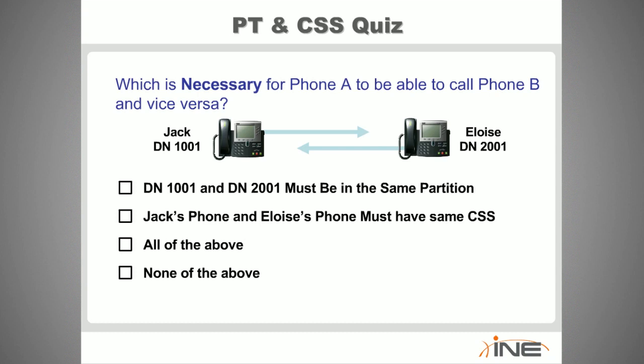Okay, so quick quiz before we move on. Which one of these 4 is necessary for Jack to be able to call Eloise? Do DN 1001 and DN 2001 have to be in the same partition? Will that allow them to call? If Jack's phone and Eloise's phone have the same calling search space, will that allow the call? What about both of those, all of the above? Will that allow the call, or is it none of the above?